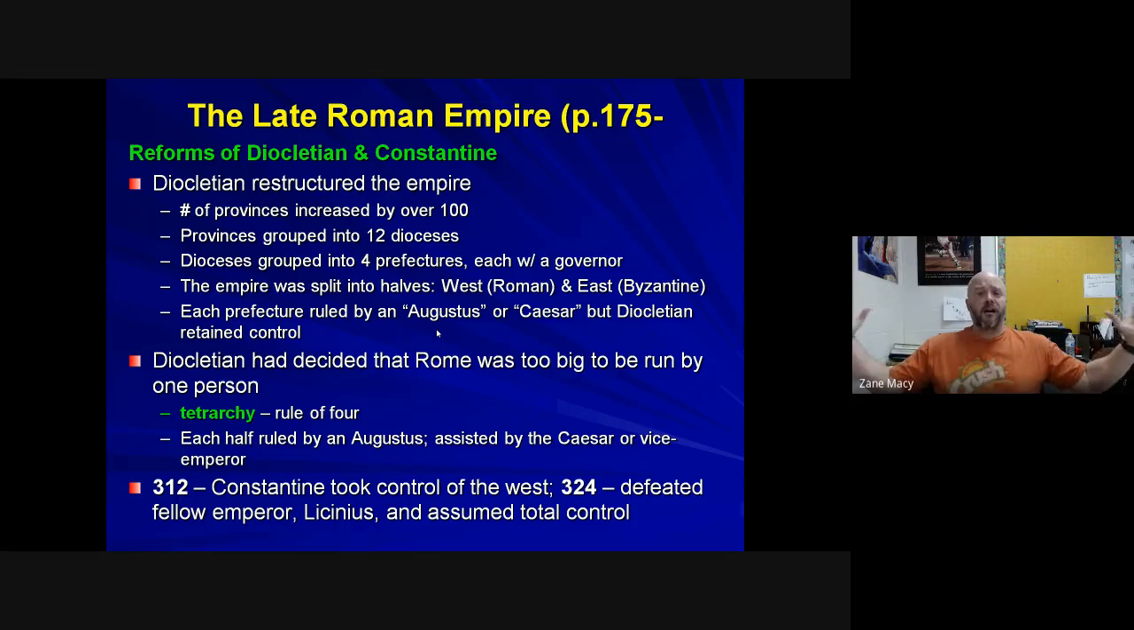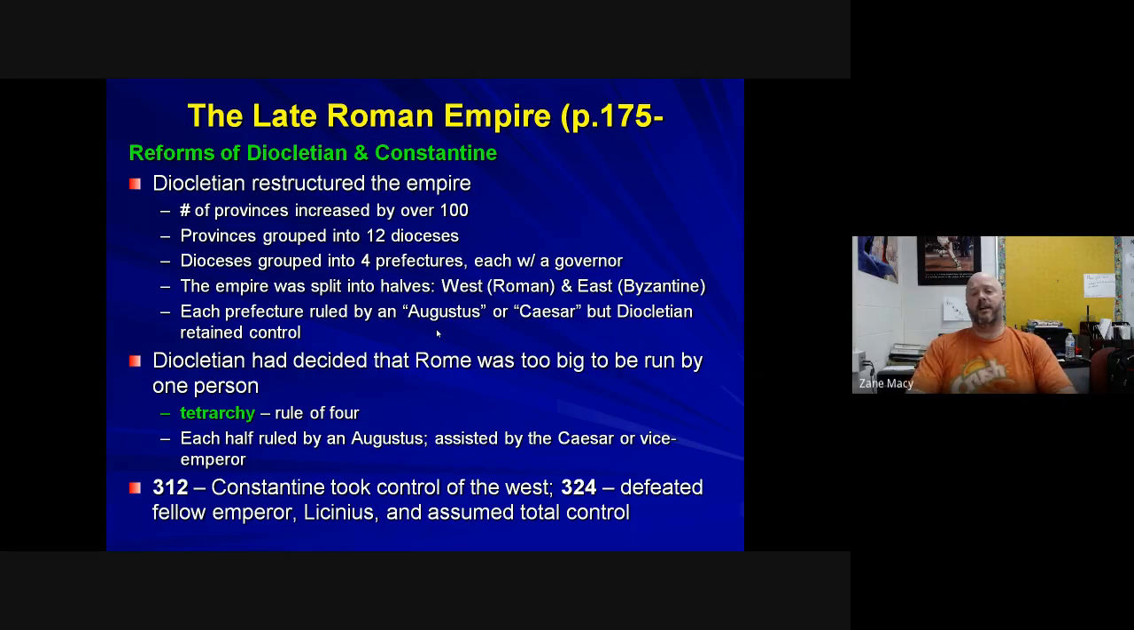In his mind, the empire had grown so large, so vast, that he needs to be able to hand out more duties to take some of the weight off of his shoulders, or off the emperor, the position of the emperor. The number of provinces increased by over 100, so they create new provinces, but they also subdivide a lot of provinces. That creates a need for more proconsuls and propraetors.